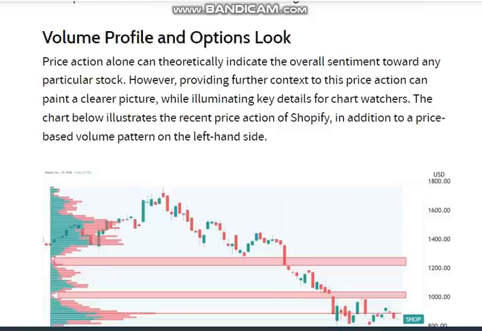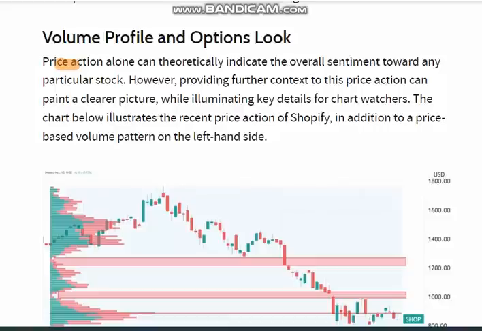Volume profile and option looks. I have started a chapter for Shopify. Basically my channel will be about Shopify. So in this video, in the previous video I told you about the short rate of the Shopify, and today we will discuss the volume profile and the option looks.